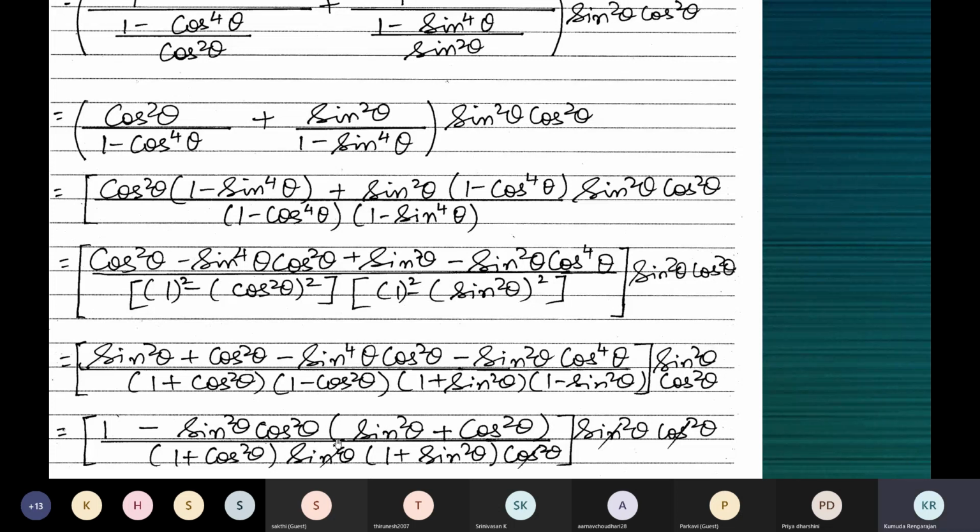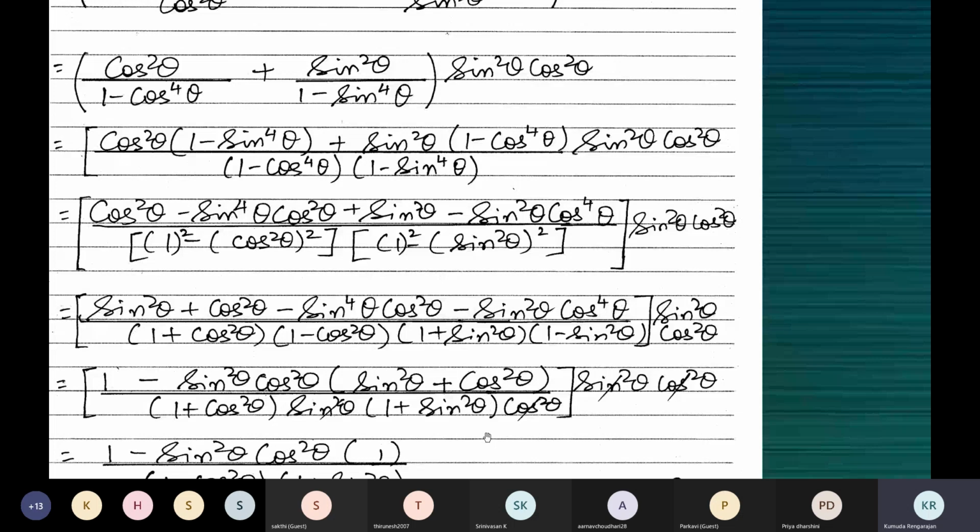And here also in the bracket, children, see we have sine square theta plus cos square theta. So it's 1. So this is 1. So let's write whatever is remaining now.